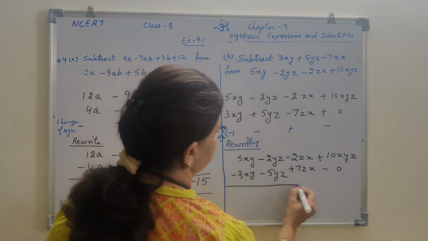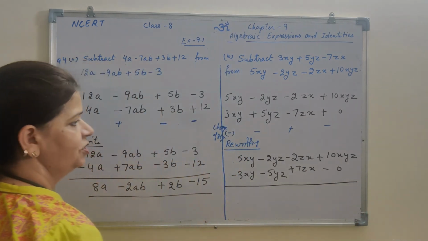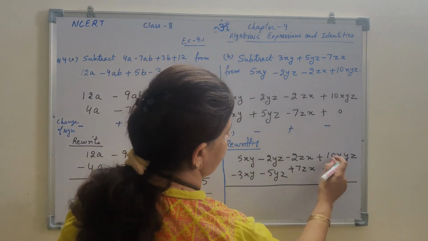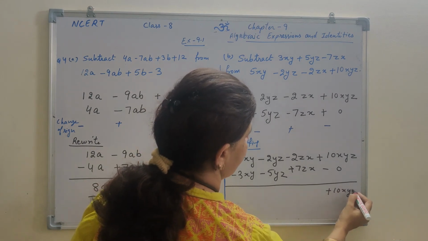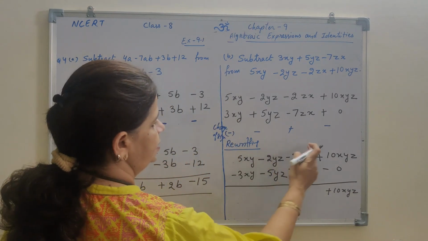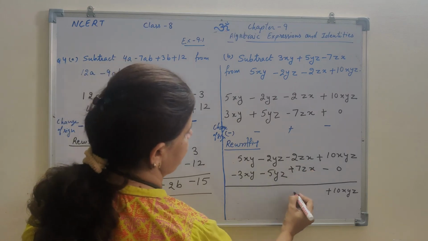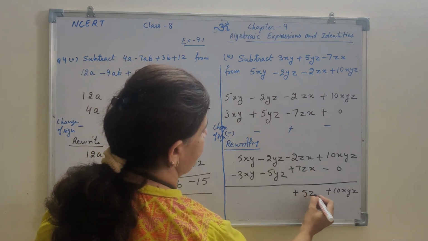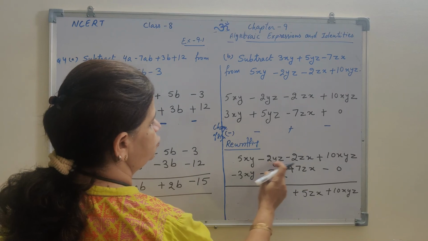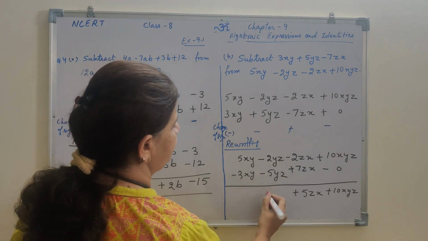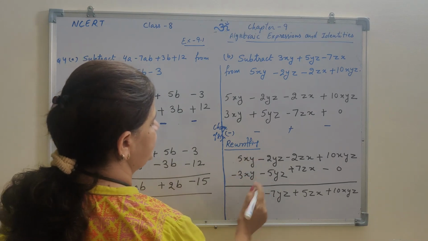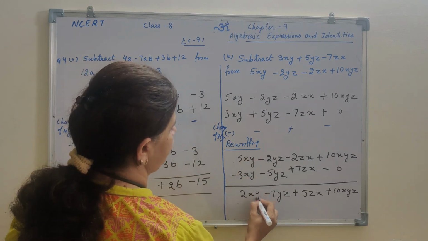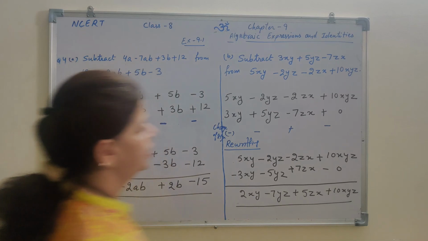Now doing the rules of addition as we did in addition, same way, 0 subtracted will give no change, so it will remain 10xyz. Minus 2zx and plus 7zx is plus 5zx. Minus 2yz minus 5yz is minus 7yz. 5xy minus 3xy is 2xy. So this is our answer.